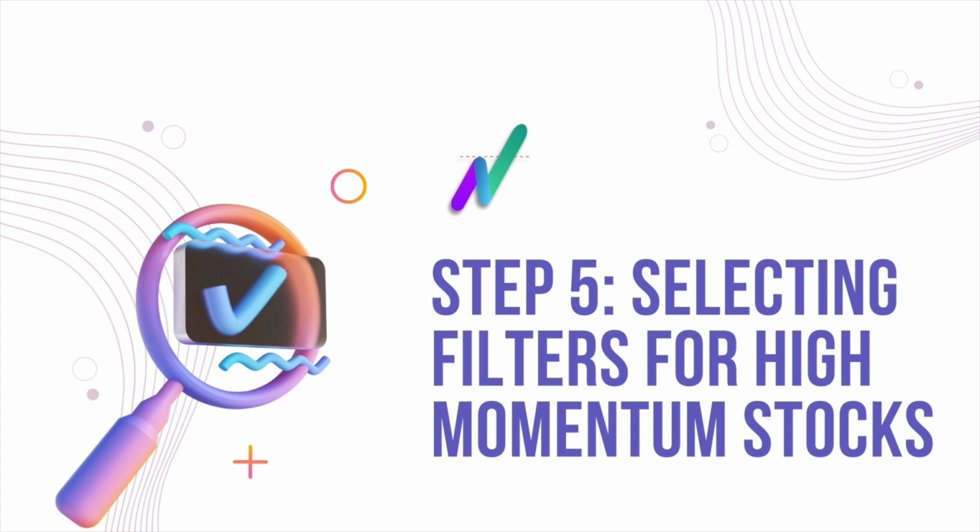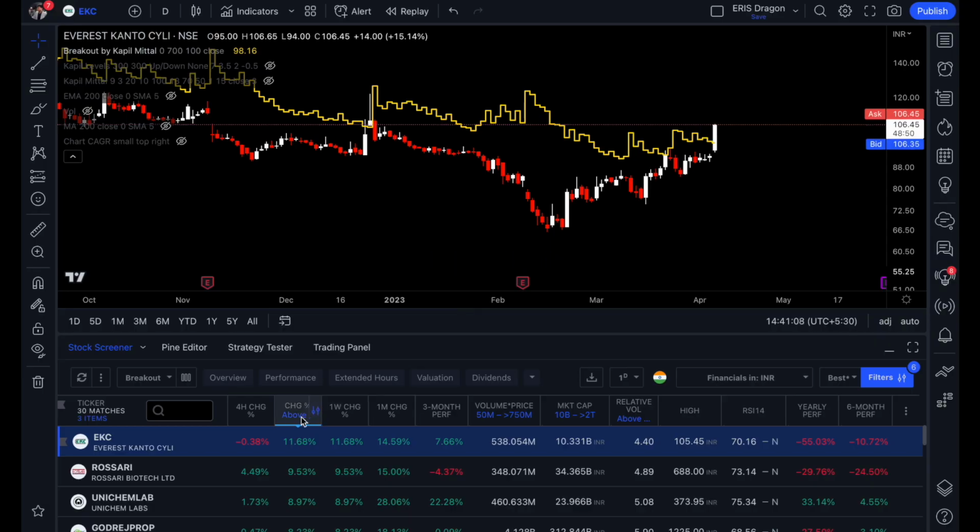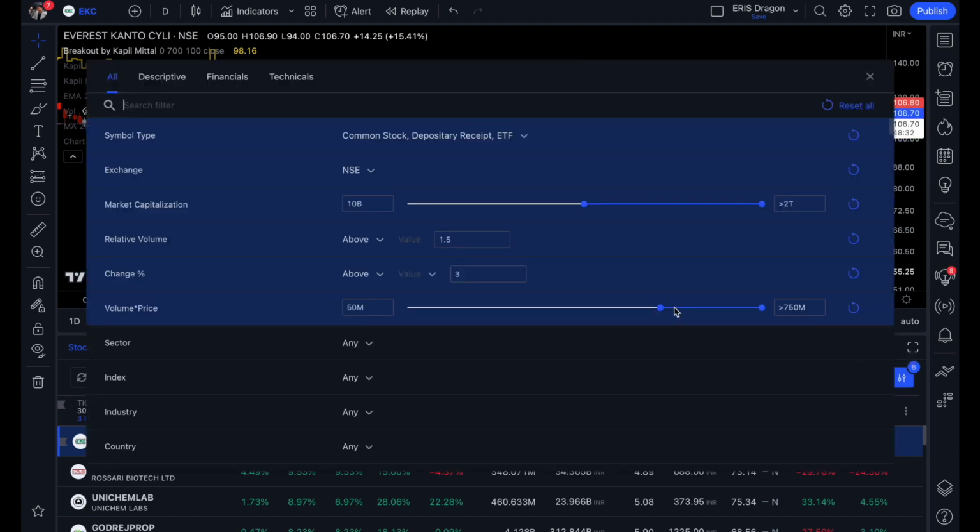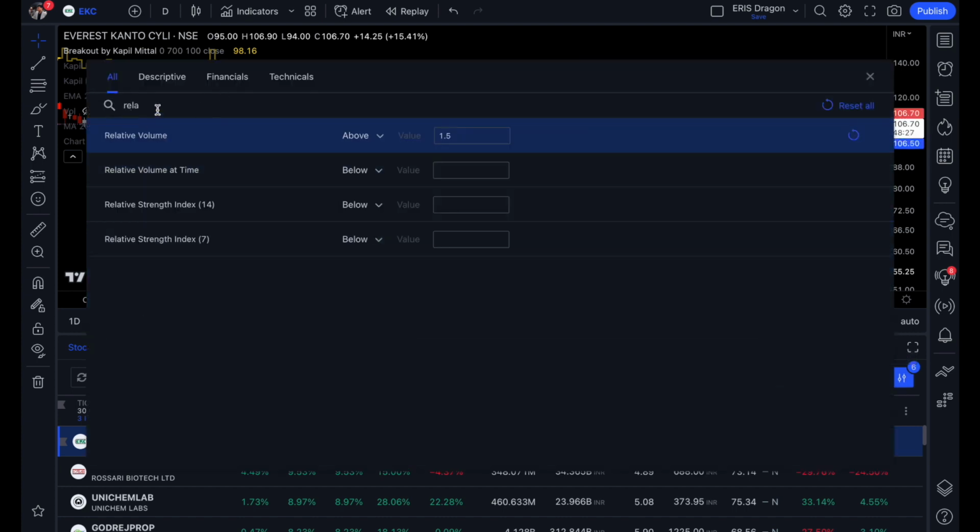I have identified 4 filters for this. One is the change percent, which you can also call performance. One is relative volume, one is market cap, and one is volume into price. If you don't see these filters on your screen for some reason, you can go to the filters option here on the top right, click on it, and search for the relevant filter. For example, if I type relative volume here, I'll get this filter and you can select above 1.5.